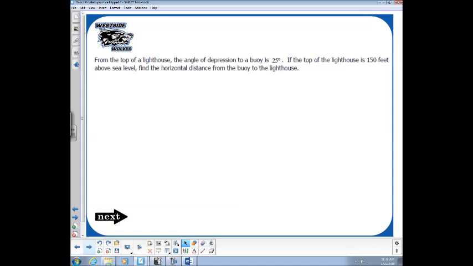Moving on to our next page. We're going to do another one here. We have a lighthouse and we have an angle of depression problem. So let's go ahead and put our lighthouse in our problem here. Here's our lighthouse. And it says the angle of depression to a buoy. Well, I guess we got some water here, so let's put some water into this problem. Tend to have water around a lighthouse. All right, and then we have our buoy out here.